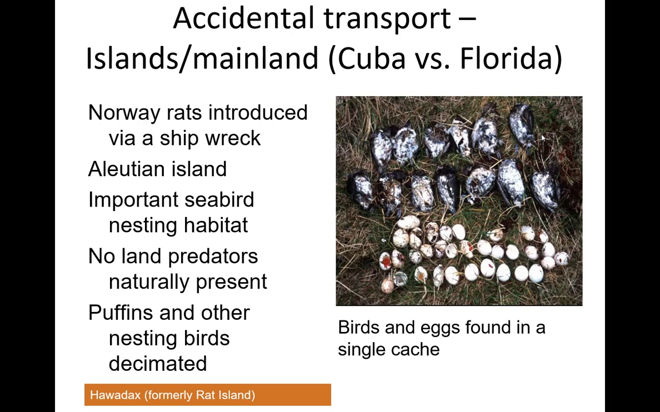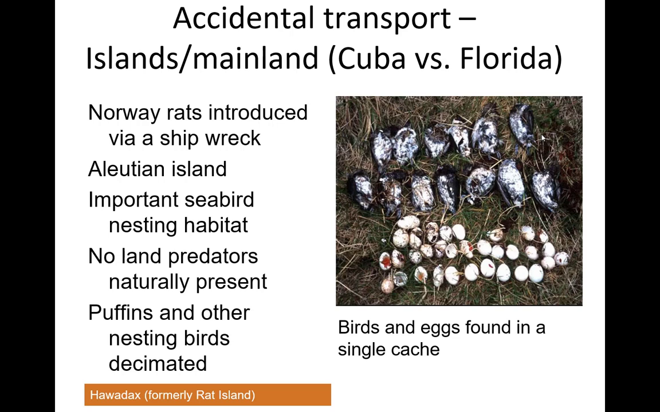Another example from Alaska is the Norway rat, which was introduced to the Aleutian Islands via shipwreck. The Aleutian Islands are really important seabird nesting habitats because there are no predators there. When the rats move in, they start to prey on both the birds and their eggs, and we saw seriously huge declines in bird populations and successful nesting rates. This is an example then of how islands and mainlands can have different effects by invasive species, which is the Cuba versus Florida example.